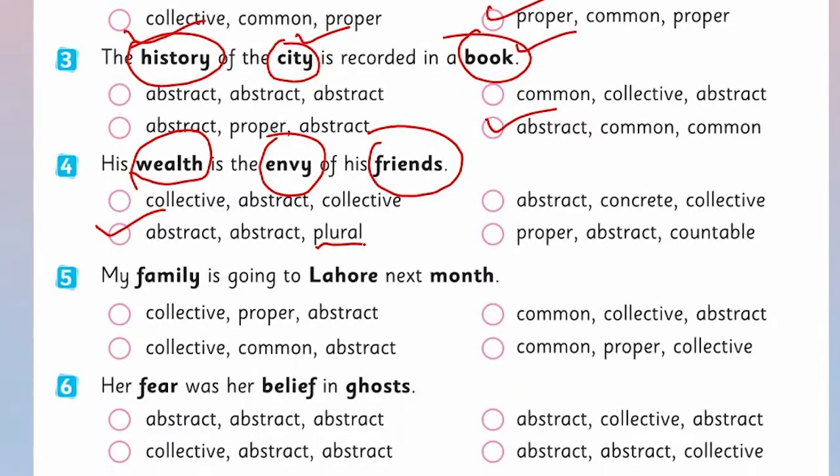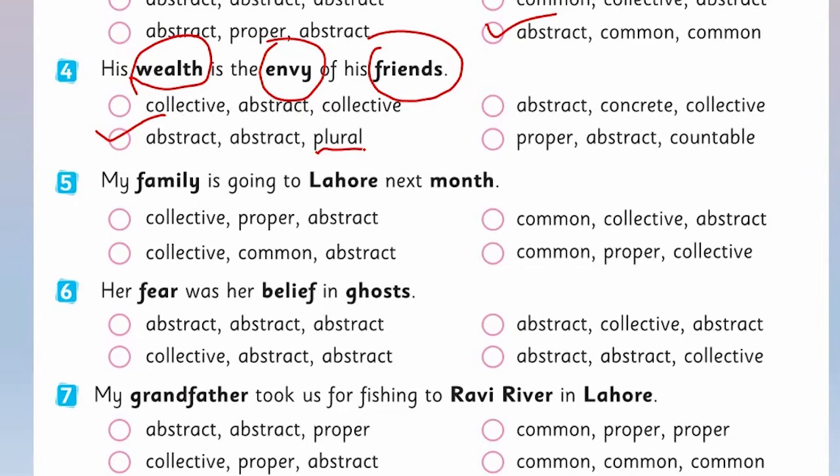Look at the fifth one. My family is going to Lahore next month. Here this option is right. Collective, proper and abstract. Here the family is a collective noun, Lahore is a proper noun and month is an abstract noun, an idea or a concept.